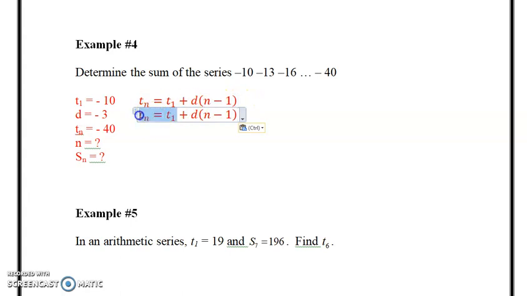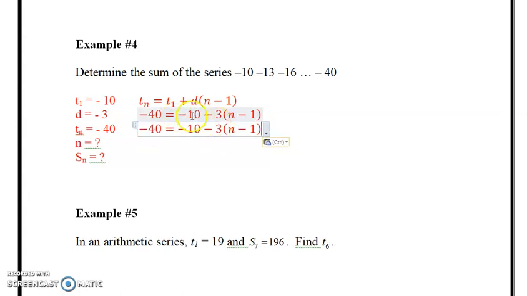So let's plug in what we know. We know the last term, the general term, -40. We know the first term is -10. We know the difference is -3. So plus a negative, we just put -3. And again, remember, the -3 is multiplied by the bracket first, which you'll see in the next step. Very important that we do that. So don't subtract. This is not -13 here. If you do that, it's going to be incorrect.